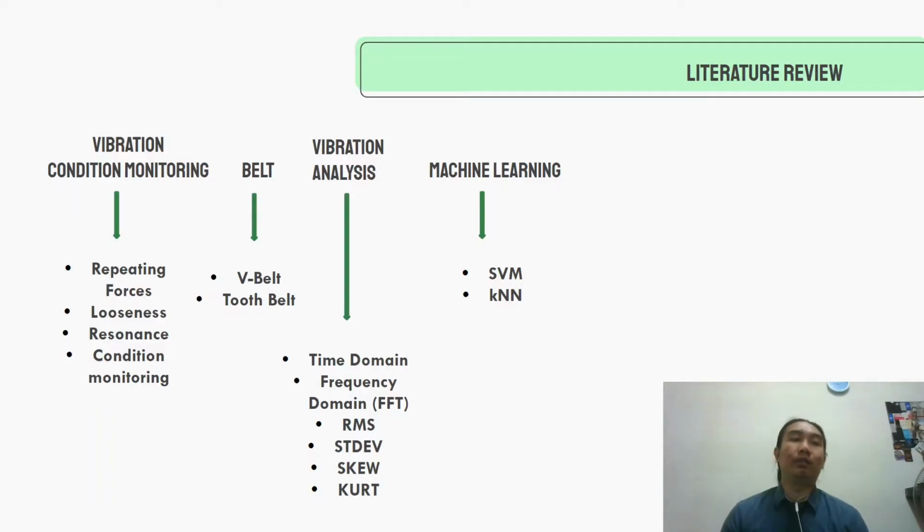In vibration condition monitoring, there are four: repeating forces, looseness, resonance, and condition monitoring. As for the repeating forces, these repeating forces acting onto the machine can lead to vibration. It is produced in the machine due to imbalanced rotation, misalignment, worn, or improperly driven machine components.